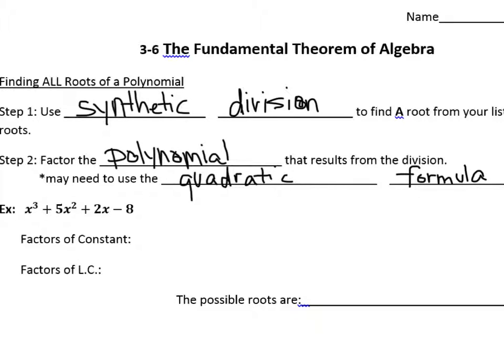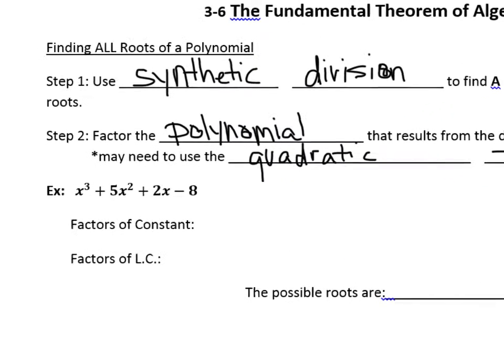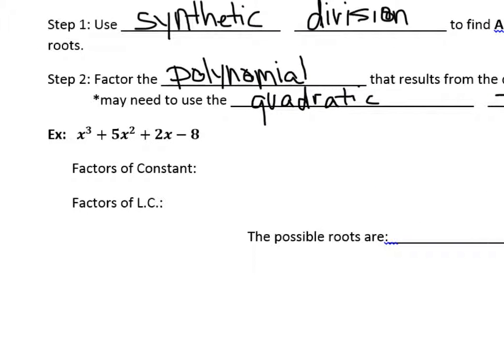So let's look at our first problem. We are finding all the roots of x cubed plus 5x squared plus 2x minus 8. Well, the first thing we have to do is find our list of possible roots. So we look at our constant, the -8, and factors of that. Well, we know 1 times 8 and 2 times 4. Factors of our leading coefficient is a 1x cubed, so it's a 1. So that would be plus or minus 1.